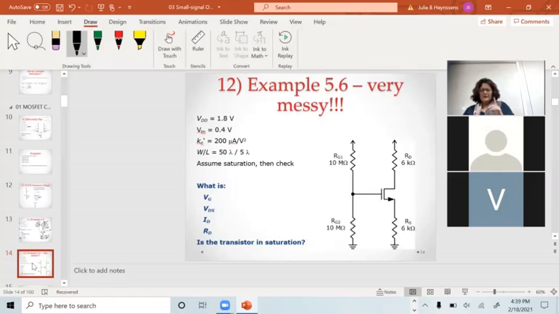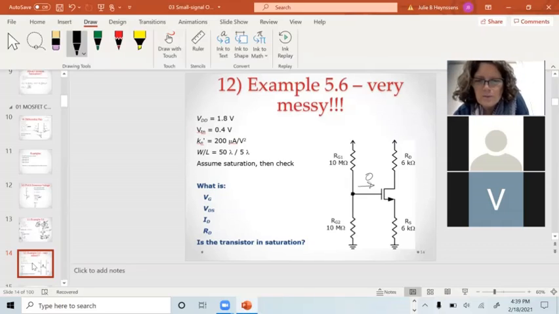A couple of things we can note here that are very useful is that right here at this node, I have no current going into the gate because it is a MOSFET. And that'll make this problem a little bit simpler. Okay, so this is 1.8 volts. So this just looks like a voltage divider. RG1 and RG2 form a voltage divider because there's no current going into that gate.